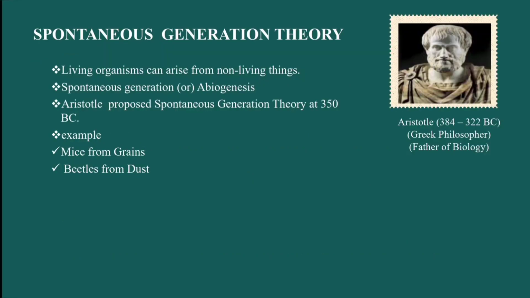Spontaneous generation theory. Here we could see Aristotle, who is Greek philosopher and father of biology. He stated living organism can arise from non-living things, which means spontaneous generation or abiogenesis. Aristotle proposed spontaneous generation theory at 350 BC. For example, mice from grain, which means mice arises from grain and beetle arises from dust.